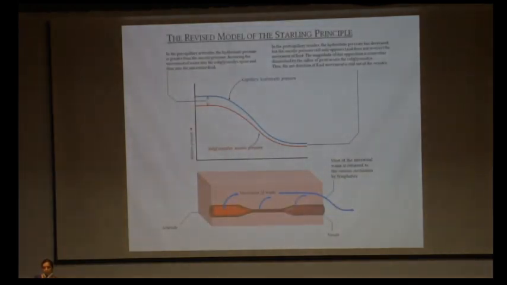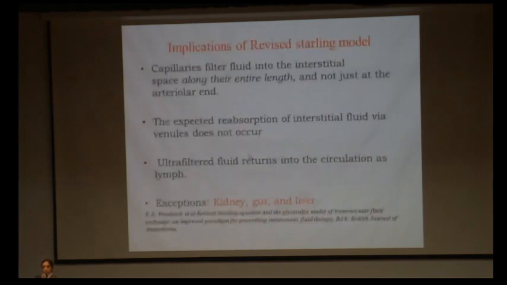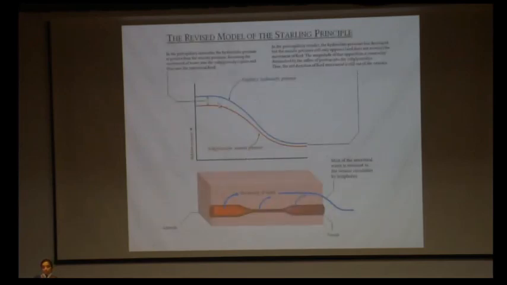So the earlier model of Starling had described that the fluid is filtered at the arteriolar end and it is reabsorbed at the venular end. But the revised model tells us that reabsorption occurs throughout the arteriolar and the venous end, and it is dependent on the hydrostatic pressure. So the arteriolar end hydrostatic pressure is more, so the fluid absorption is more, and as we go to the venular end, the hydrostatic pressure is lower, so the absorption is less, but it is still present.